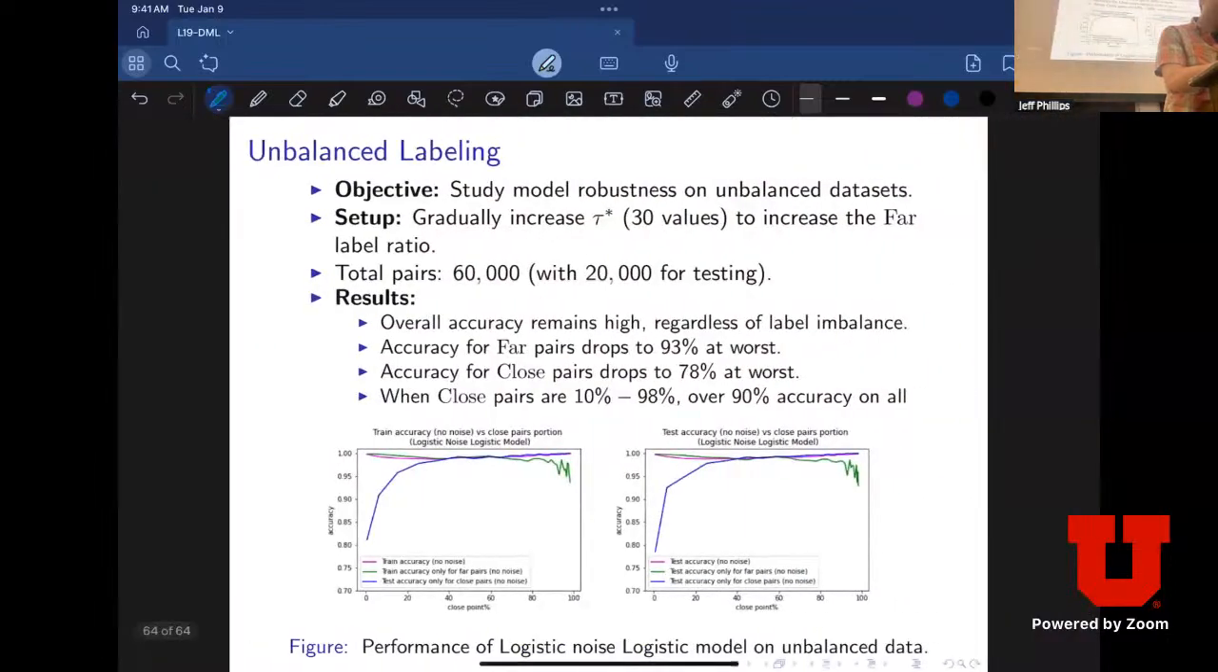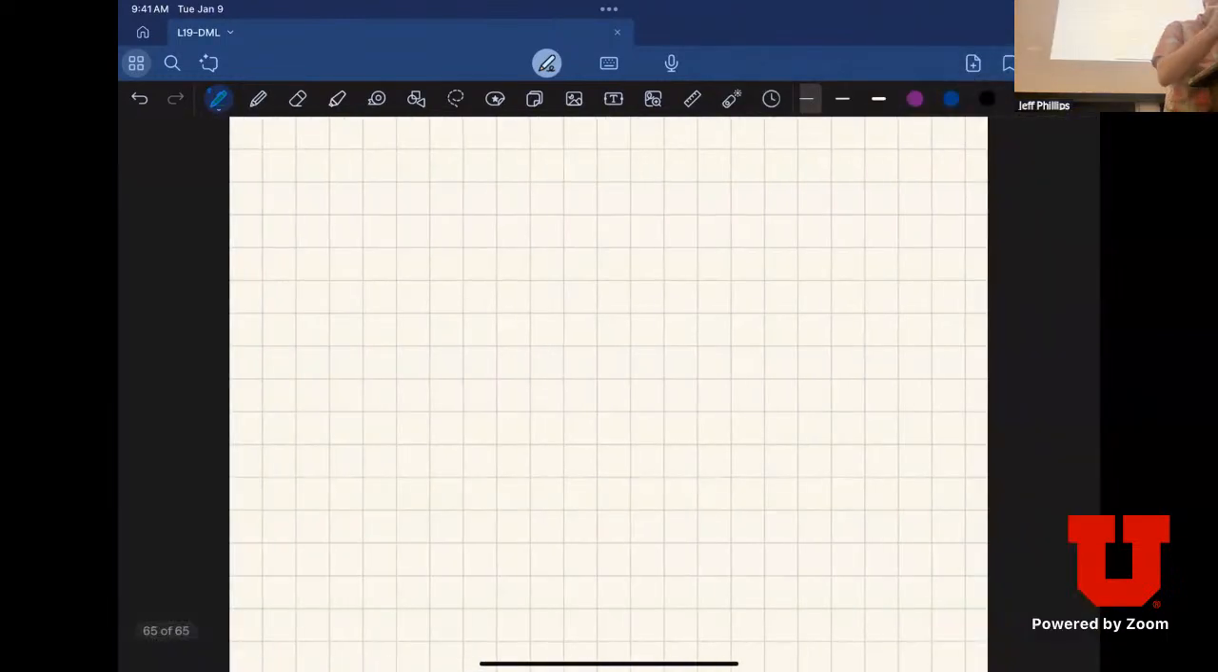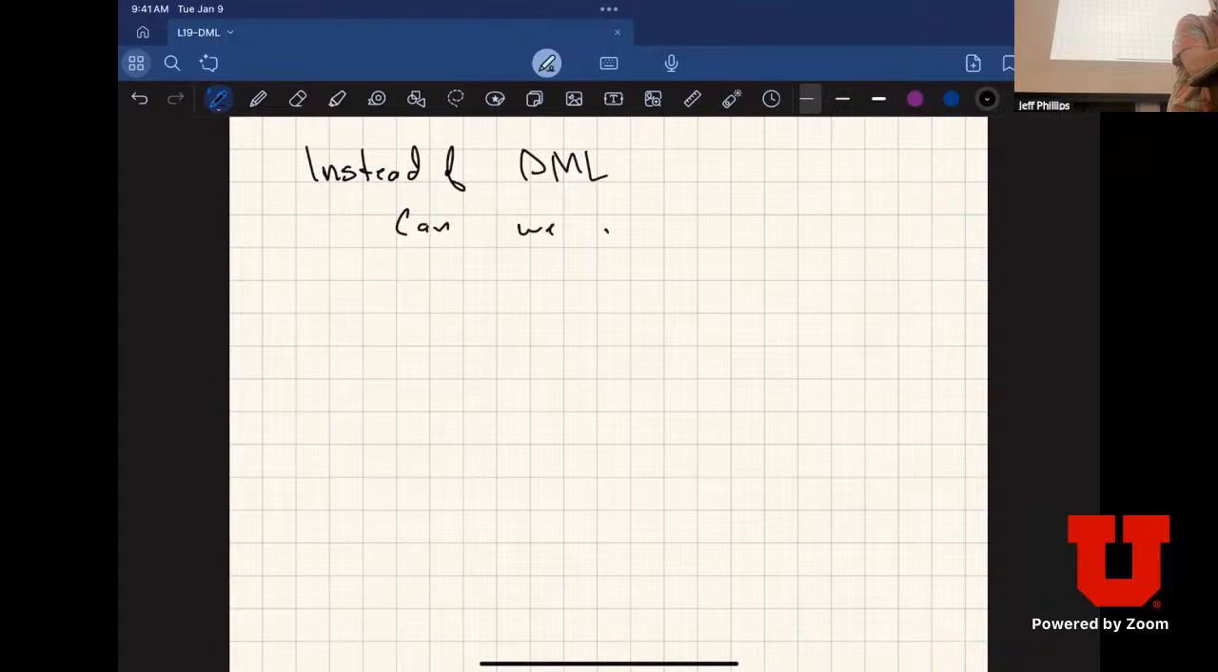And then what else? Okay, and then I want to say one more trick that isn't on the slides, which is that one thing you want to make sure to do is normalize your data first. This is something I didn't talk about. So instead of DML, can we just normalize the coordinates?